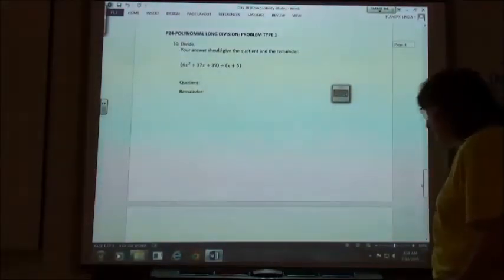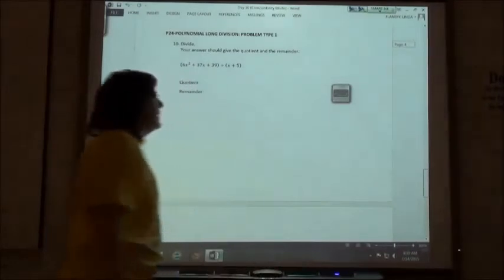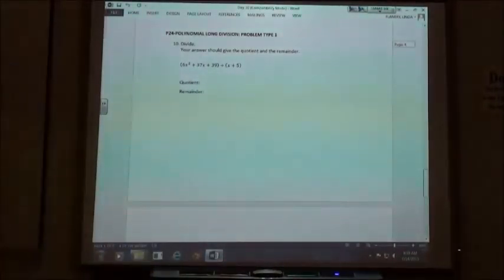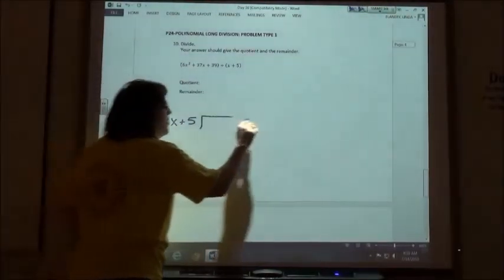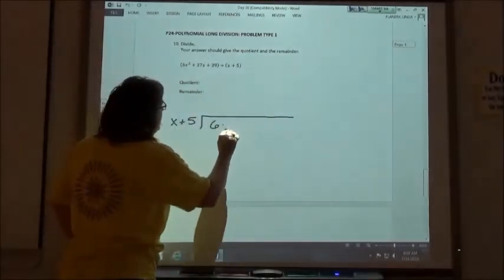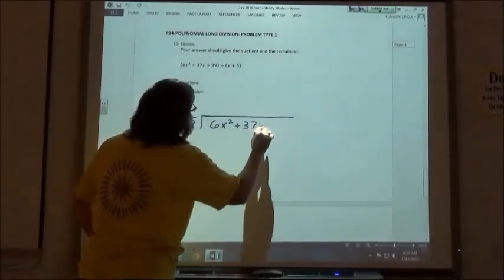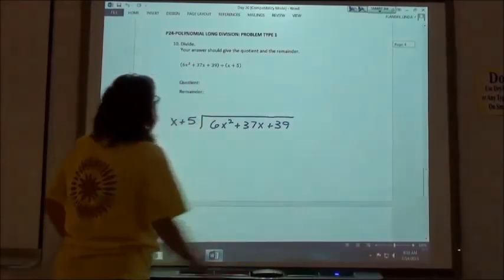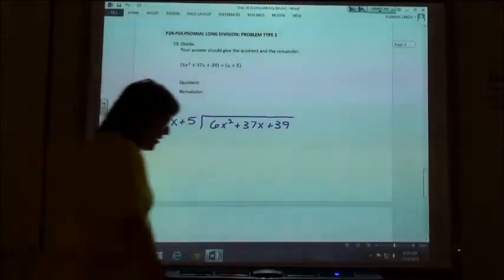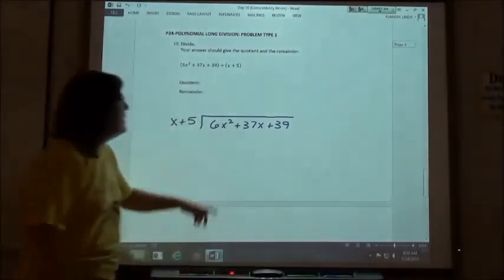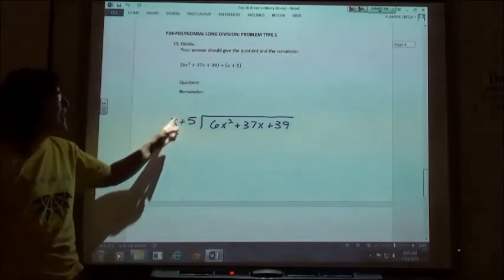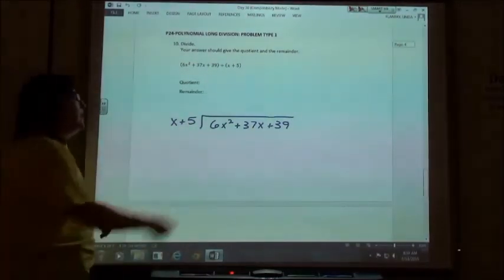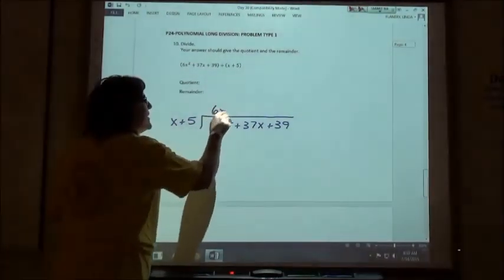And the next one, polynomial long division. Just like it sounds, we're going to do long division, sort of like we did it way back in 3rd grade, only now we're using variables. I'm going to take x plus 5 and divide it into 6x squared plus 37x plus 39. So what I'm going to do is basically divide this first term by this first term, or think about what times x would give me 6x squared. Well, if I divide an x out of there, I just need a 6x.